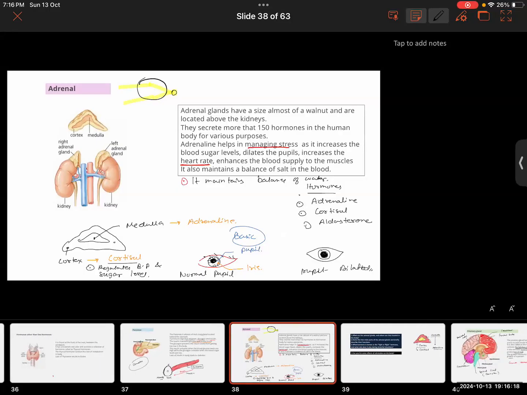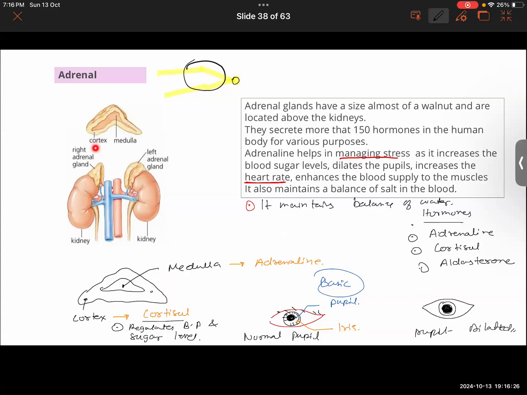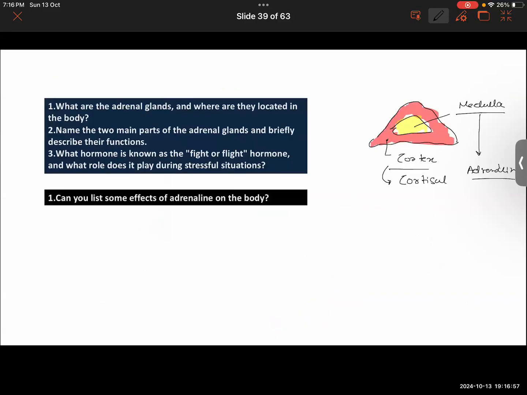We learned about the adrenal gland. It produces the adrenaline hormone. Particularly, adrenaline is secreted by the medulla. The adrenal gland can be structured into two parts, cortex and medulla. So adrenaline is secreted by the medulla, and it has several functions in the body. It manages the stress level, it can increase the blood sugar level, it dilates the pupil, it increases the heart rate, plus it enhances the supply of oxygen and blood to the different cells in the body. Further, it maintains the balance of water and salt in the body. So it has several functions to perform, which we learned.